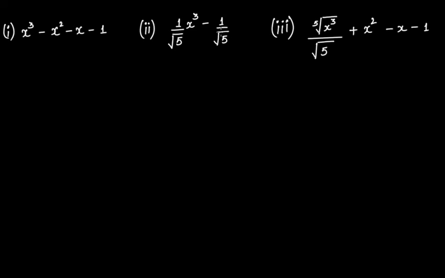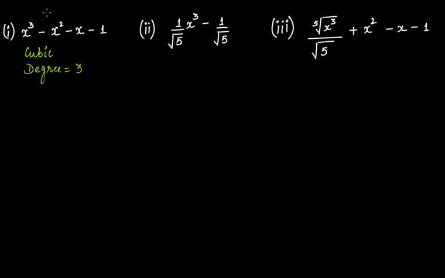Here we have three algebraic expressions. If you look at this algebraic expression, it is x cubed minus x squared minus x minus 1. Now this is a polynomial, and it is a cubic polynomial. Why? Because its degree is 3.